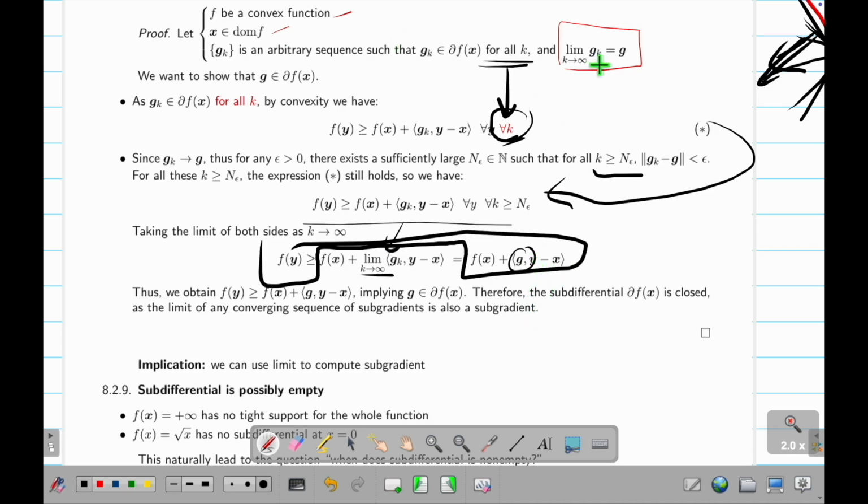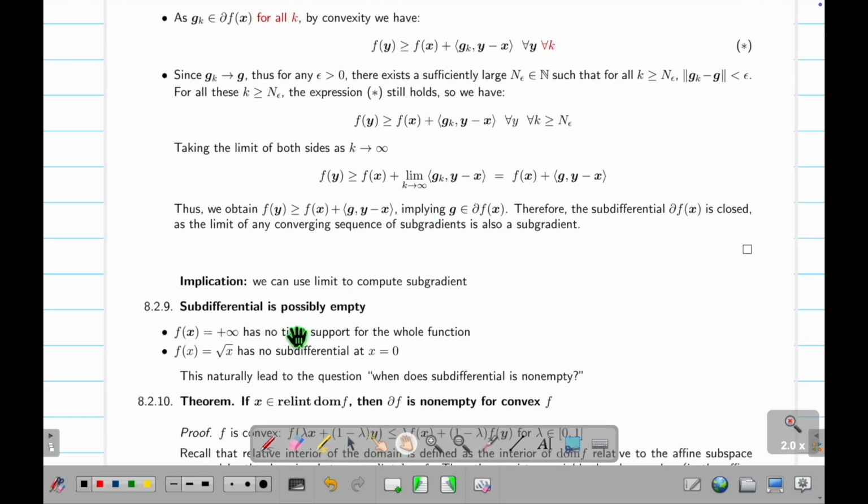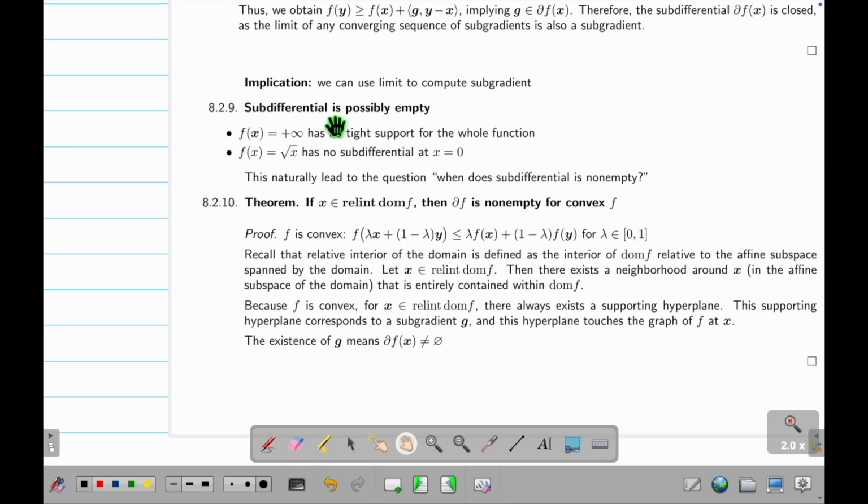So therefore, if I have a limit of g_k converge to some g, and all of them are subgradients, then this is also a subgradient. So what are these? This means we can actually use limit to compute subgradient. Here are examples. Okay, what I showed, let's recap.